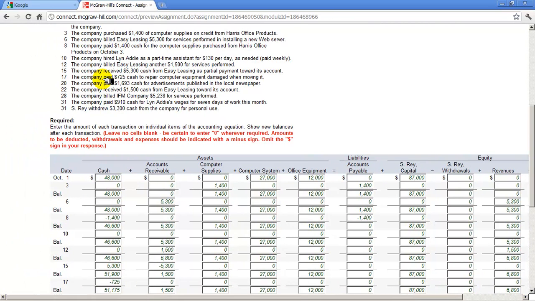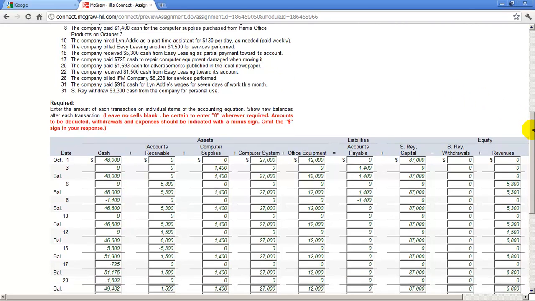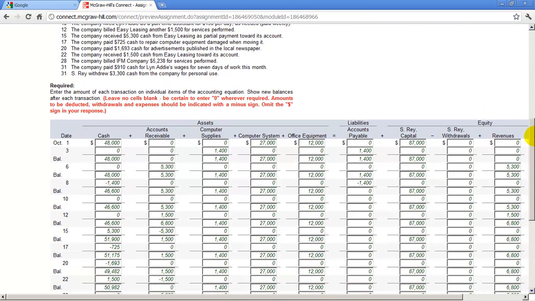Let's go on now to the 12th. The company billed Easy Leasing another $1,500 for services performed. Again, this is like the first one we had. Let's move this on up a little bit. So that will be on the 15th.